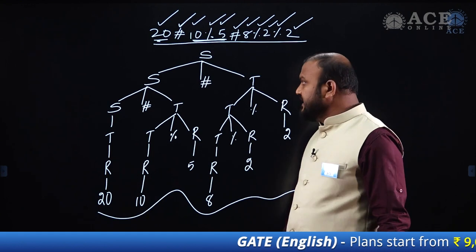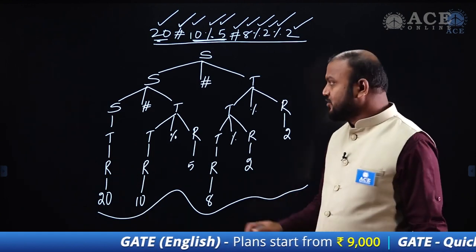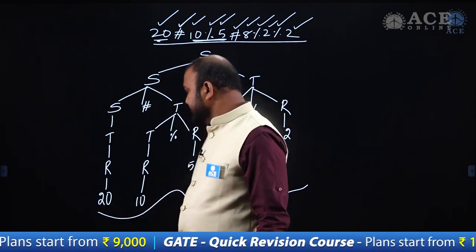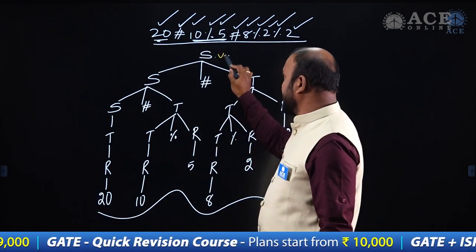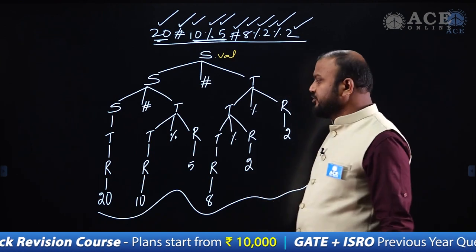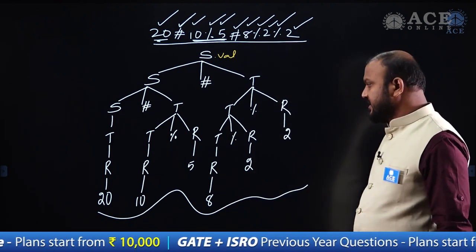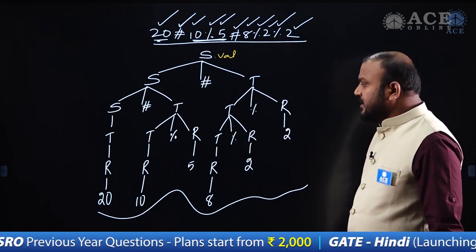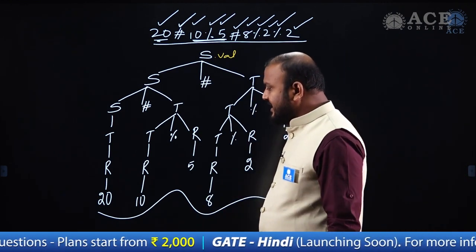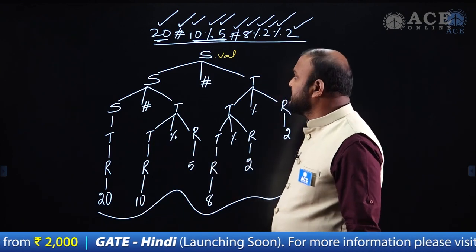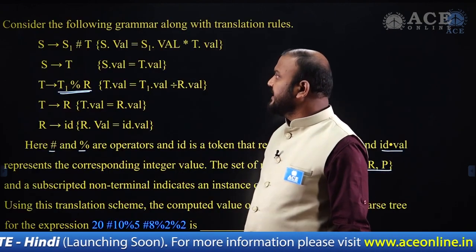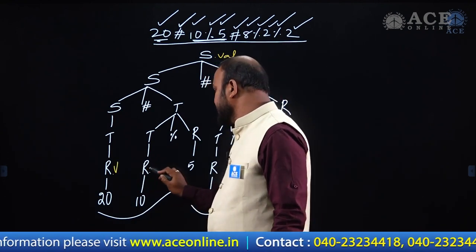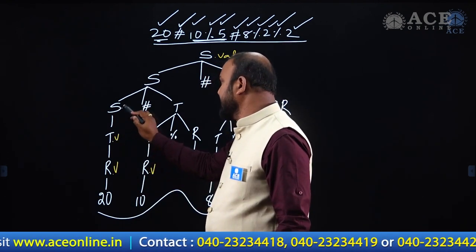What is the question? We need to find S dot val for the root of the parse tree. In order to derive the val for the root of the parse tree, we have to annotate the parse tree using the attributes in the semantic rules. Now, what attributes are there for the non-terminal S, T, R? For these, the attribute attached is val. Now, I am writing V just to indicate it is a val. Okay.